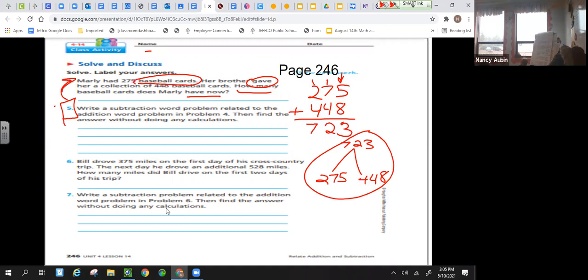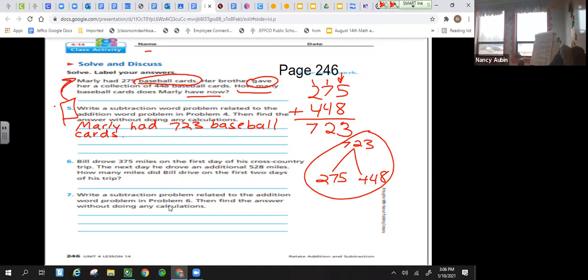Who thinks they could come up with a statement to get us started? Mr. Carter. Marley had 723 baseball cards. Okay, stop right there. Marley had 723 baseball cards. I think we should all write this because he's right on track here. It's related to the problem. It's the same unit. He's using the same numbers. That's what it's asking us to do.